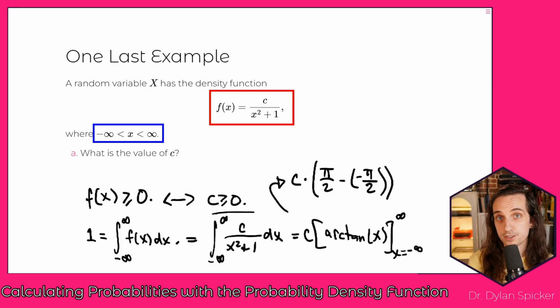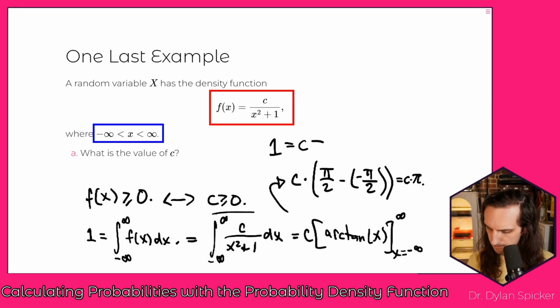Okay. And so pi over 2 plus pi over 2 just gives us pi. So that's c times pi. Okay. And so in other words, what we have is we know 1 has to be equal to c times pi. And so this tells us that c has to be 1 divided by pi.